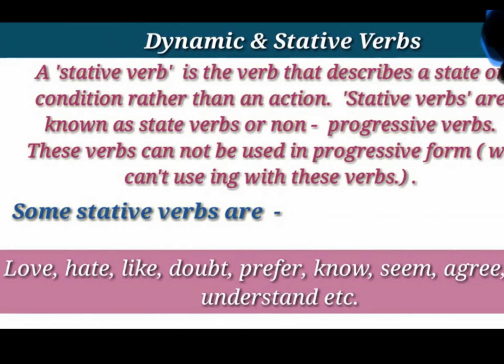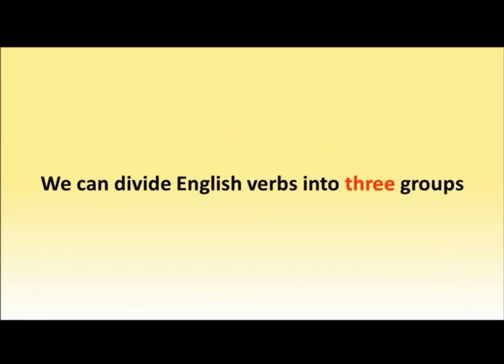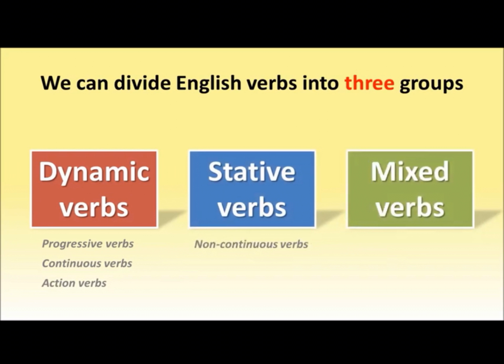So now let's see the difference between the two. We talked about the differences. Now we know that we can divide these English verbs into three groups. We know the difference between the dynamic and the stative. We know what each one is. Now we're going to divide them into three groups. We have dynamic verbs, which I discussed a little bit ago. Stative verbs I just finished discussing. And we have mixed verbs.